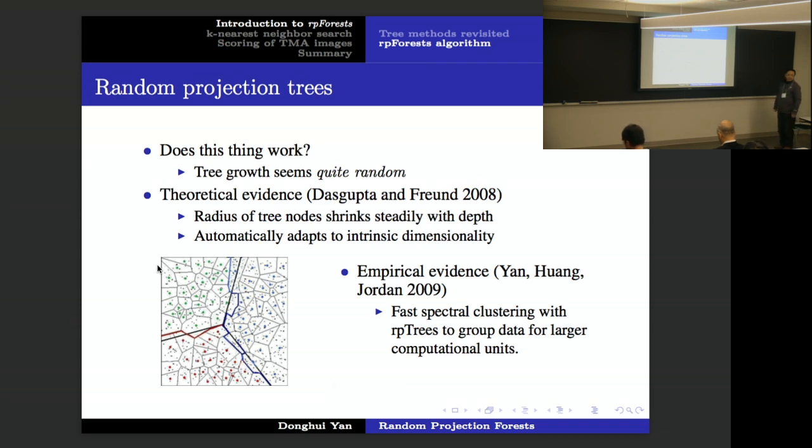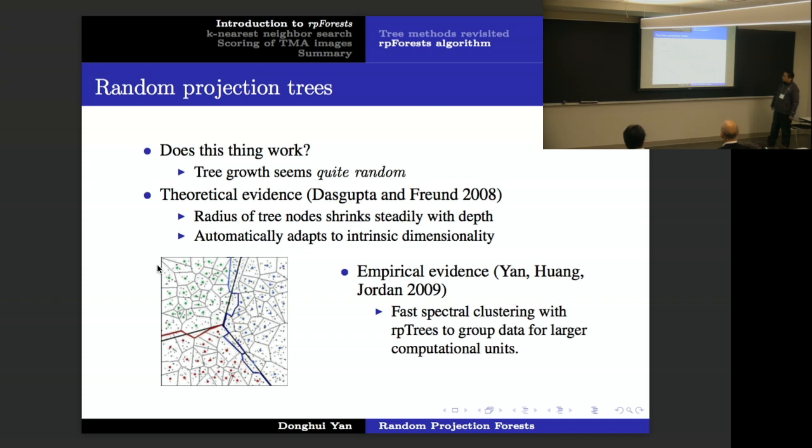So probably the very natural question is this: you'll probably be wondering, does this thing work? Because the tree growth seems very random. Actually, there is quite a bit of evidence. For example, theoretical evidence provided by Dasgupta and Freund. They actually show some nice properties of these random projection trees. For example, they show that the radius of the tree nodes shrinks steadily with depth.